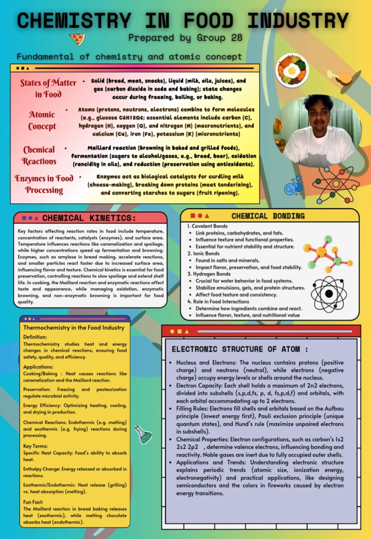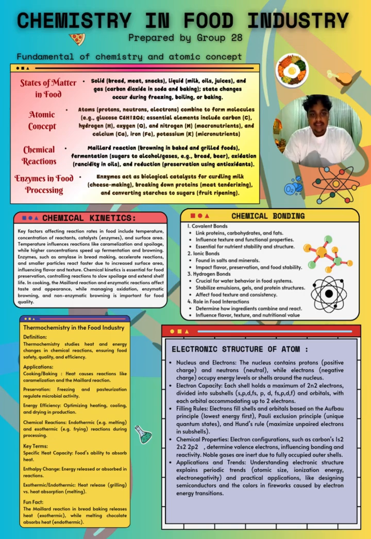I'm going to talk about the electronic structure of the atom. Nucleus and electrons. The nucleus contains protons, with positive charge, and neutrons, which are neutral, while electrons have negative charge and occupy energy levels or shells around the nucleus. Next, electron capacity. Each shell holds a maximum of 2n² electrons, divided into subshells s, p, d, f, and orbitals, with each orbital accommodating up to 2 electrons.